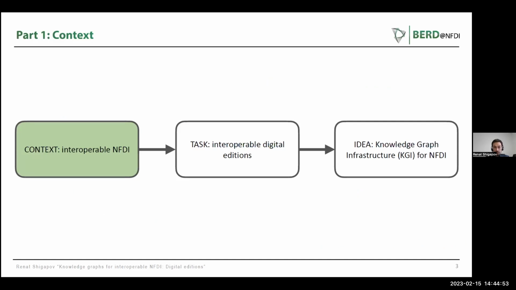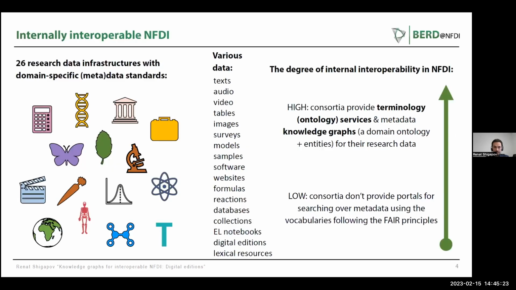Today, I have three parts. In the first part, I will describe context: what is interoperable NFDI? In the second part, I will describe the task given to me by Philip: what are interoperable digital editions? I will share with you my non-expert opinion about that. And in the third part, I will share the idea of a knowledge graph infrastructure as a service in NFDI. Let's go.